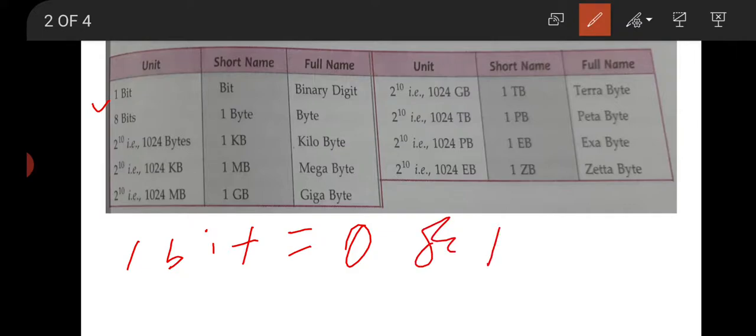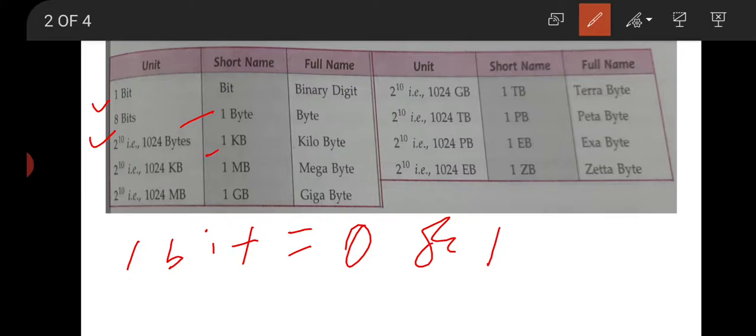At one time, one bit can hold only 0 or 1, not both 0 and 1, because both together would be 2 bits. In 1 bit, we can store either 0 or 1. Now, a group of 8 bits makes 1 byte, and 1024 bytes make 1 kilobyte.